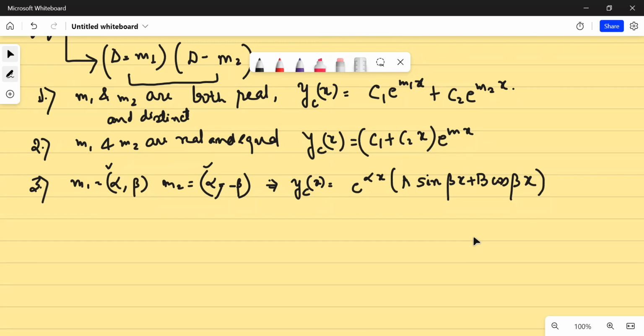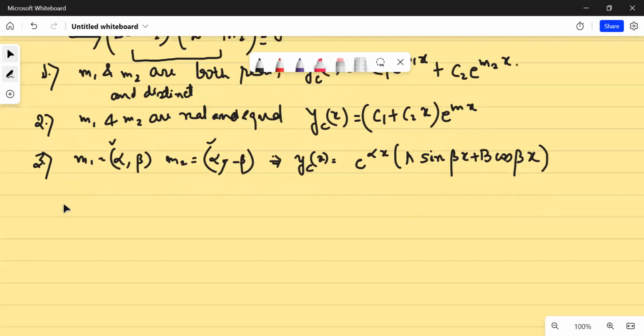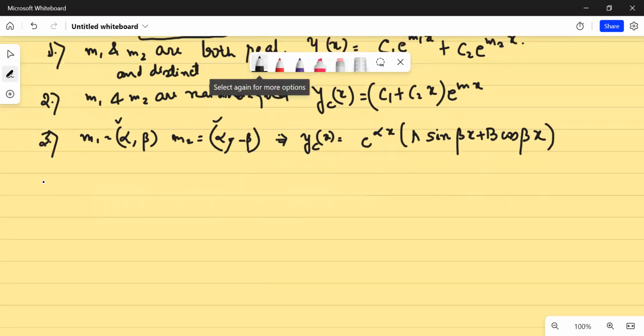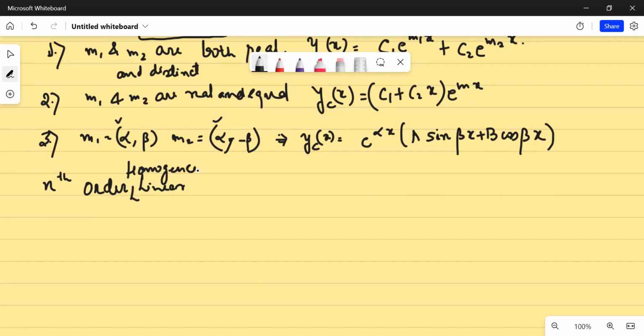Like for example, the similar things I can extend to n dimensions also. So if I discuss the same for the nth order linear differential equation, or you can say nth order homogeneous linear differential equation, I can do the same. I can expand the entire concept to the same.